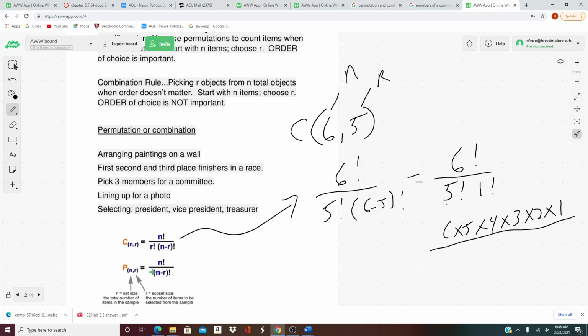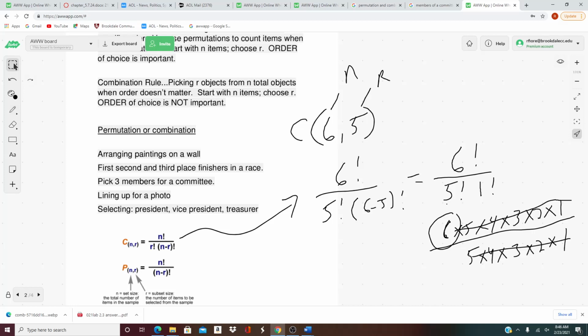Underneath it I have a 5 factorial, which is 5 times 4 times 3 times 2 times 1. Now before you ask, the reason why I'm not writing in the 1 factorial is because 1 factorial is equal to 1, and anything times 1, of course, is itself. Let's cancel out all the like terms, and all we're left with is a 6 as our answer. So given this situation right here, I could have 6 possible sets that are formed.